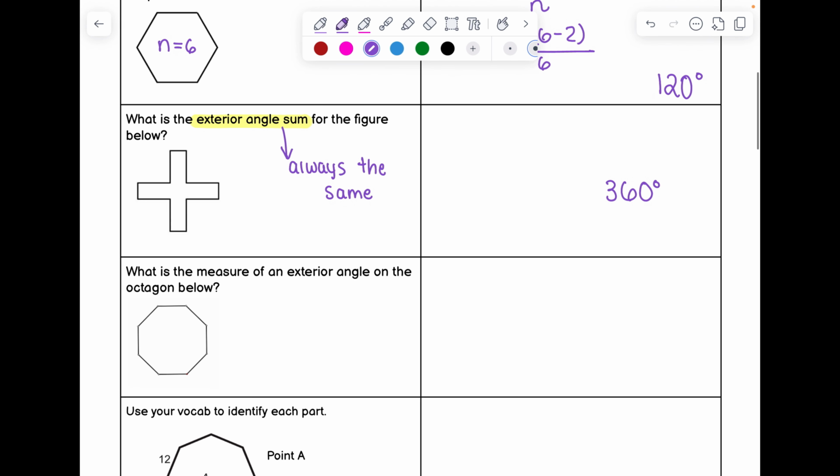What is the measure of an exterior angle on the octagon below? So octagons have 8 sides. If we want to find an exterior angle, we do 360 divided by n. 360 divided by the 8 sides. And we get 45 degrees for one of these exterior angles. This angle right here would be 45 degrees.